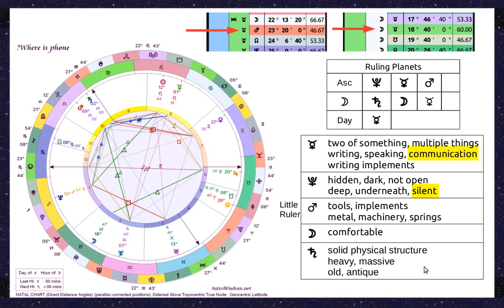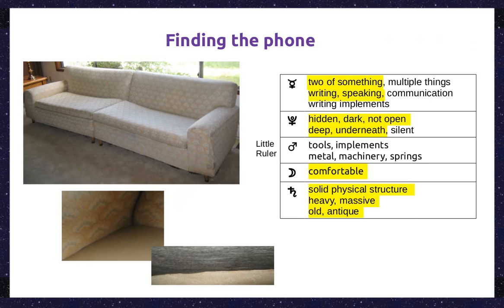So when I related to her these indications, the first thing that she flashed on was the sofa, because her sofa was dual. There were two parts of it. Here's a picture of the sofa, and you can see that it's in two parts. So this is very definitely a dual sofa. It is comfortable. It has cushions. It is a solid physical structure. It is old. It's about 60 years old at this point.